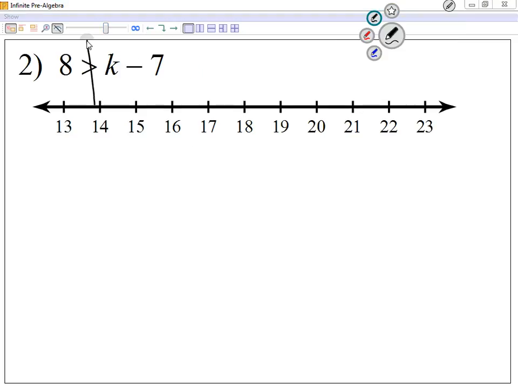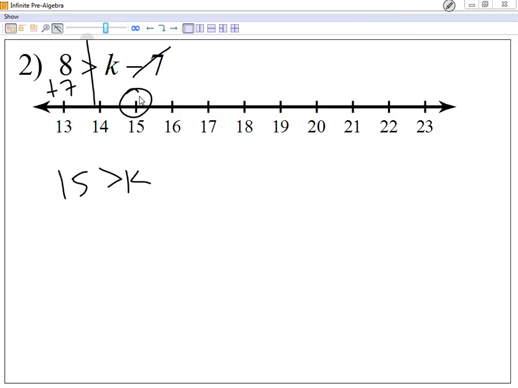Let me separate them to the inequality sign. My negative 7, let me move it to the left, as a plus 7. So I have 15 is greater than k. So my key number in this case is 15. Don't fill it in because it doesn't have the little line at the bottom. So don't fill in your 15.